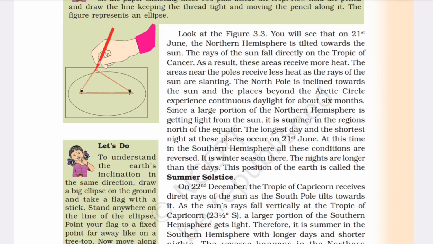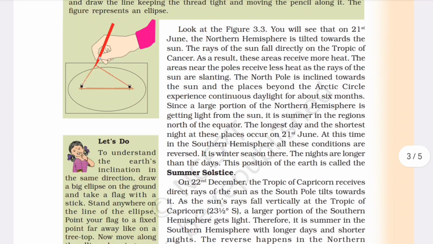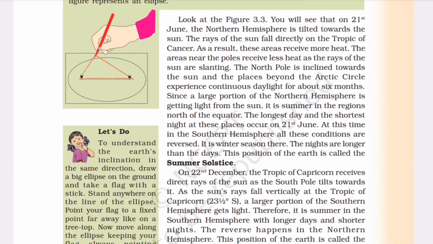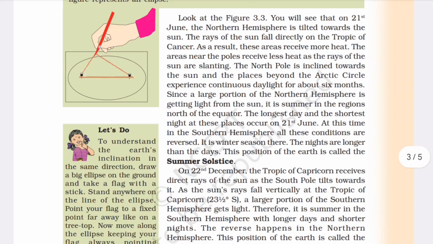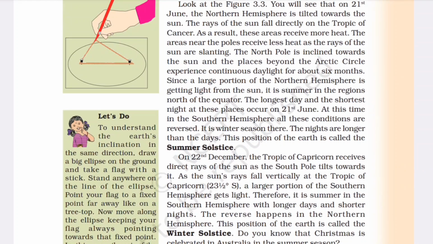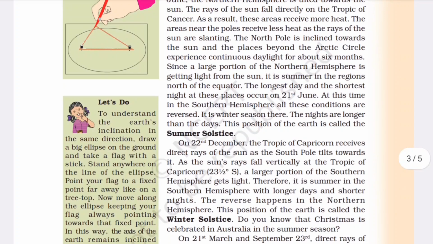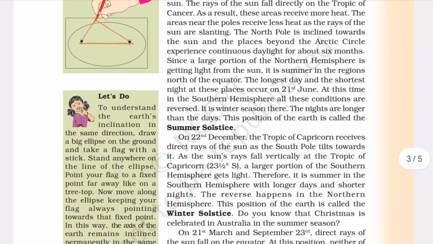You will see that on 21st June, the northern hemisphere is tilted towards the sun. The rays of the sun fall directly on the Tropic of Cancer. As a result, these areas receive more heat. The area near the pole receives less heat as the rays of the sun are slanting. The North Pole is inclined toward the sun and places beyond the Arctic Circle experience continuous daylight for about 6 months. Since a large portion of the northern hemisphere is getting light from the sun, it is summer in the region north of the equator. The longest day and the shortest night at these places occur on 21st June.